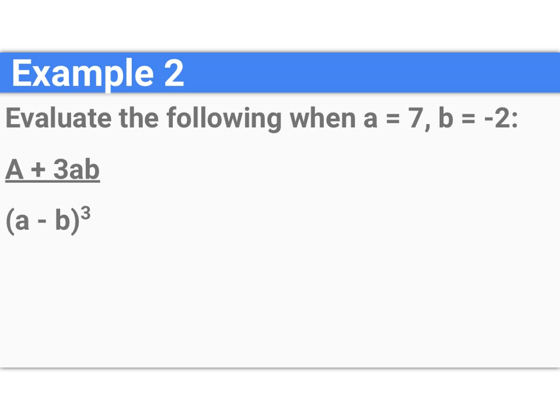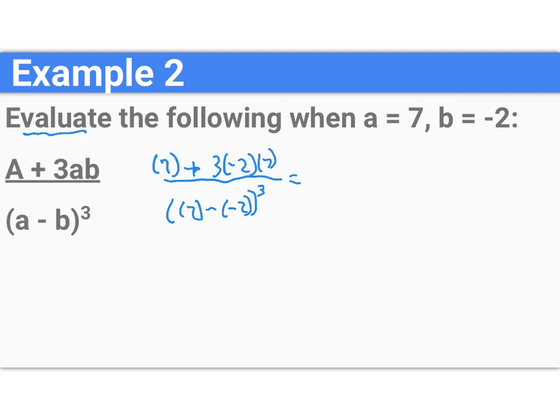Okay, let's look at our next one. Evaluate. The word evaluate, as stated in the last video, means to substitute in and then solve the problem. So we want to simplify it down to one number. So remember, like in the last video, we said we're going to use parentheses so we keep our signs straight. Plus 3, -2, 7, A minus B. So we can always use double parentheses, minus -2, and that is cubed.